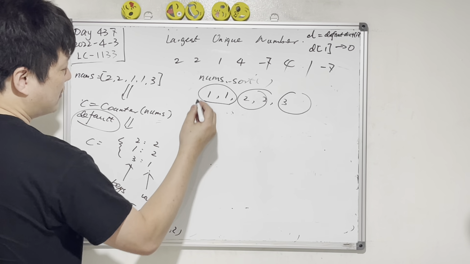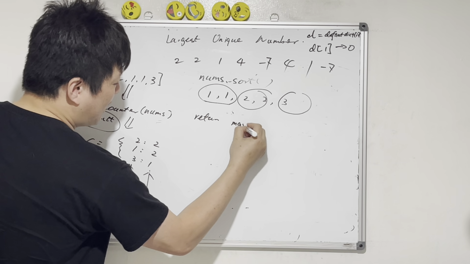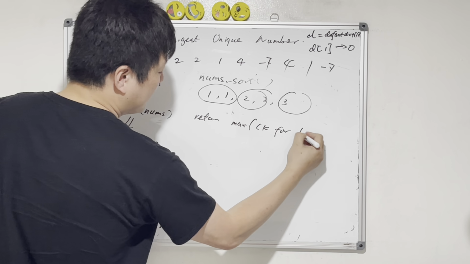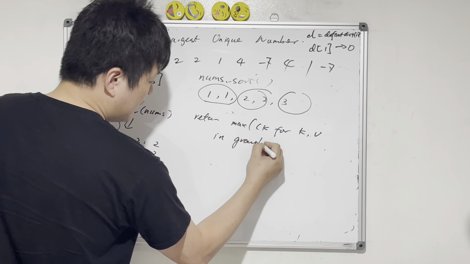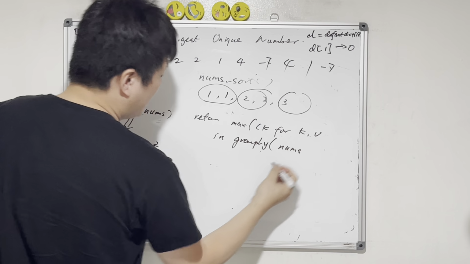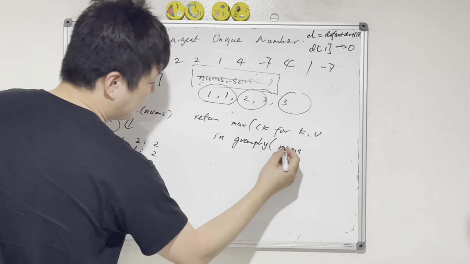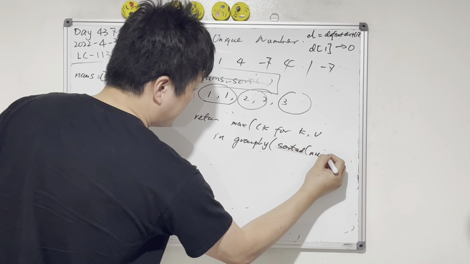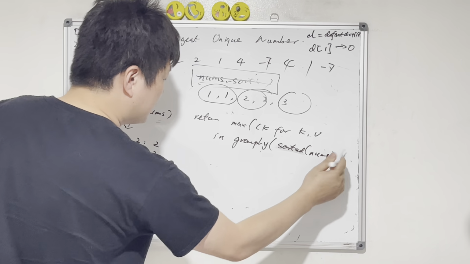Okay, so nums.sort, and then we can do this. Return is quite similar. max k for k, v in GroupBy nums. We can sort it in advance, or if we don't sort it here, we can do sorted nums here. The iterator sorted is the same. Sorted nums GroupBy.